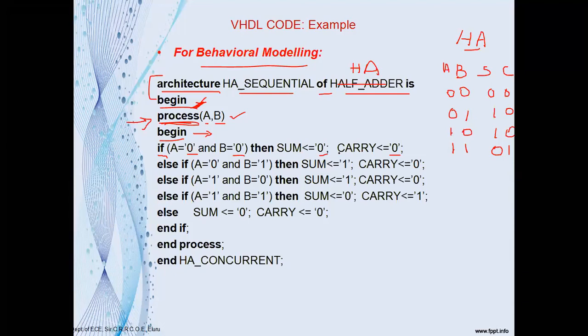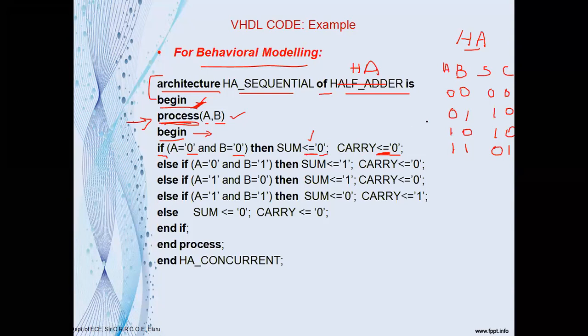So if the sum and carry are to be 0, the condition is the inputs A and B must be 0. So that's why here in the if condition, if A is 0 and B is 0, then you are using the assignment operator. This is called the assignment operator. So you are assigning the 0 to the output sum and you are assigning the 0 to the output carry.